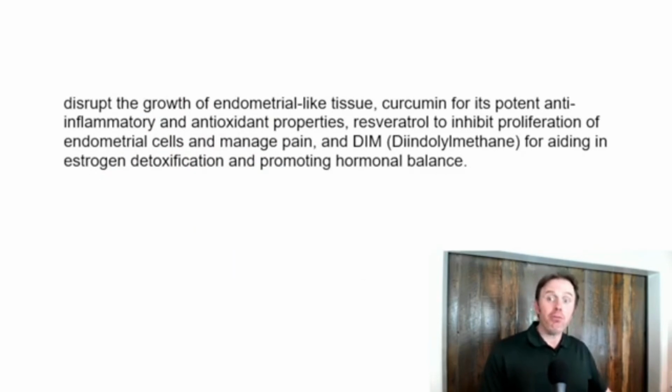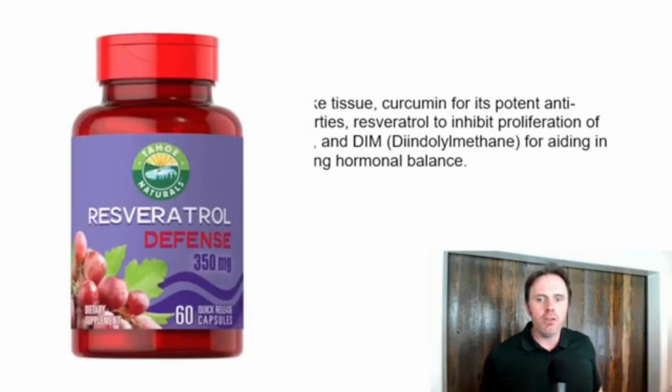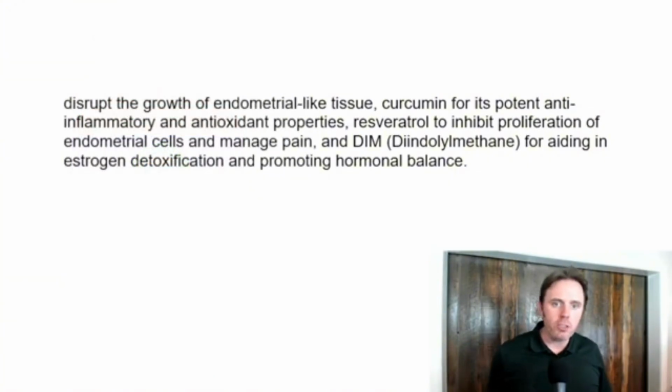Curcumin, anti-inflammatory, antioxidant. Resveratrol inhibits proliferation of endometrial tissue. Again, resveratrol is an antioxidant you'll get in some of the wines, some of the berries. Don't try to get it from wine and be like, oh, I'm getting my resveratrol. You're not going to get enough, right? So resveratrol is powerful as well. There's pterostilbene, which is a resveratrol cousin, if you will.